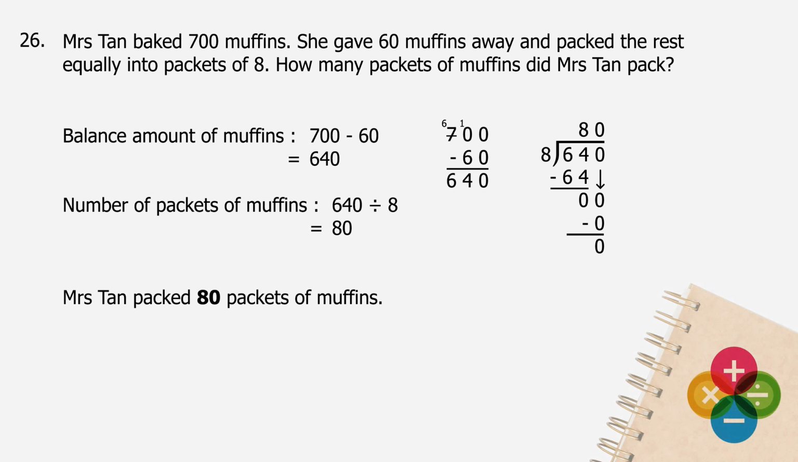The balance amount of muffins will be, subtract 60 from 700, and the difference is 640. The number of packets of muffins will be, divide 640 by 8, and the quotient is 80. Mrs. Tan packed 80 packets of muffins.